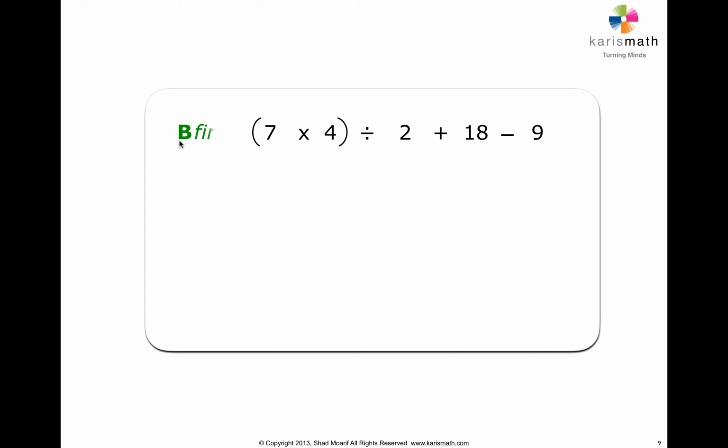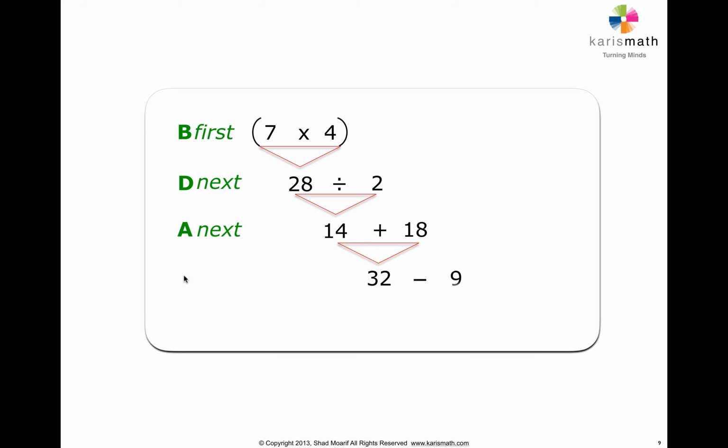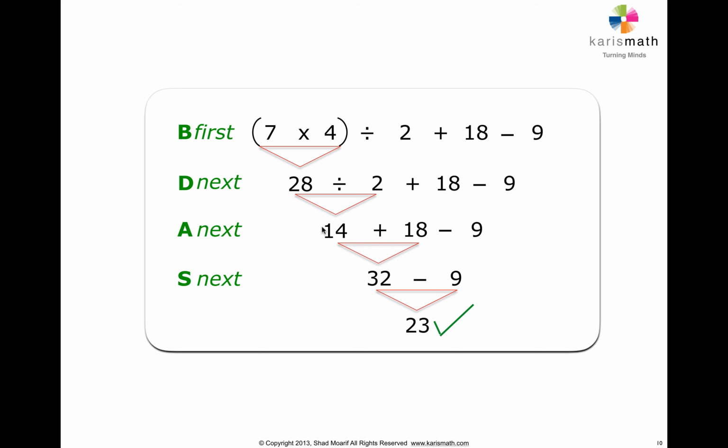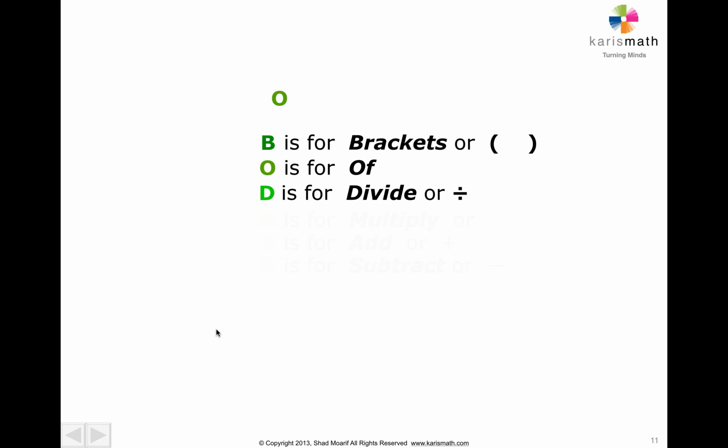Let's see. First, brackets. So whatever is inside the bracket says 7 times 4. Find the answer. Very good. Next, we have to copy all these down. Next is divide, obviously. There's no of. So divide, we get 14, added to 18 minus 9. Gather 14 and 18 together. You have 32. Take away 9. And the answer is 23. Many of you got the right answers there. So that's what we did. Good. So that's the revision of what we're doing.